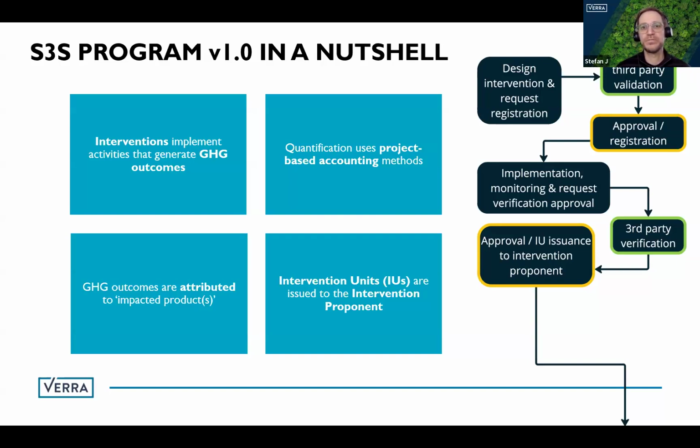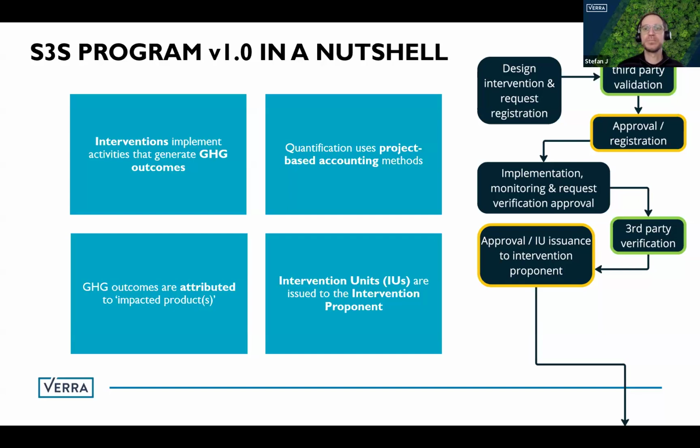On the right side, there's a flowchart that outlines at a high level the process that version 1 follows, beginning with the design of interventions by intervention proponents, who then submit documentation and request registration with Verra. That then leads to engagement with third-party auditors, VVBs, to validate the documentation that's submitted. Upon approval, it comes back to Verra and can be registered.